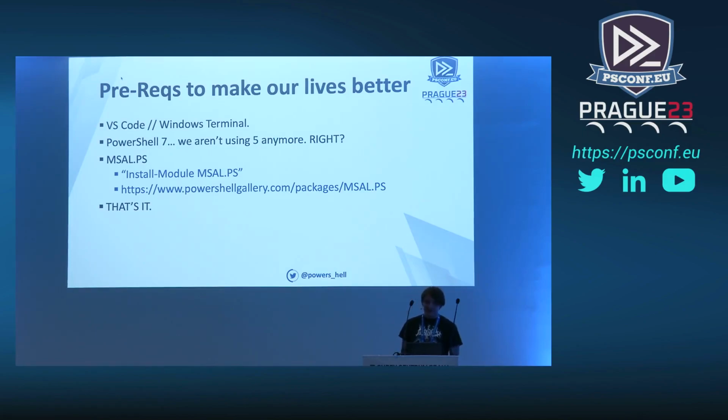Obviously, everyone's using VS Code and Windows Terminal for all of their day-to-day BAU work, so we don't need to get into that. And finally, obviously, PowerShell 7, because it's 2023, and we're not using 5 anymore, right? Yeah? Okay. Excellent. And that's all we need. So something to write our code in. It doesn't have to be VS Code. You can use Notepad++ if you really have to. You don't need Windows Terminal. But these things make our lives easier. And that is, again, the primary goal of everything I talk about.